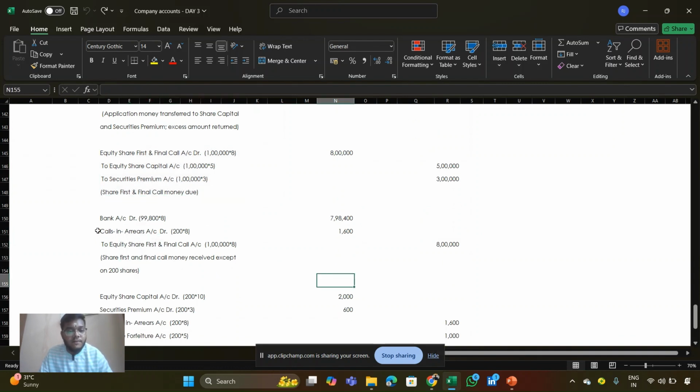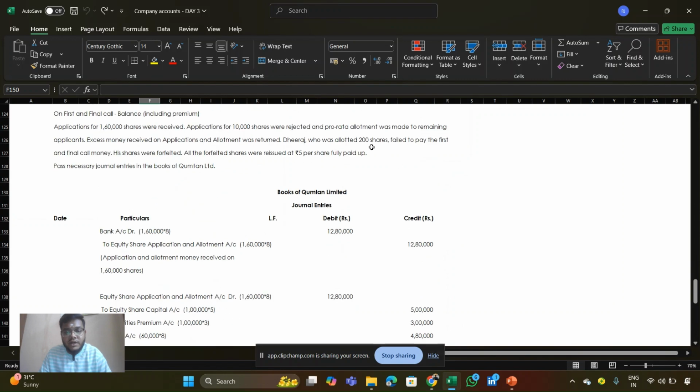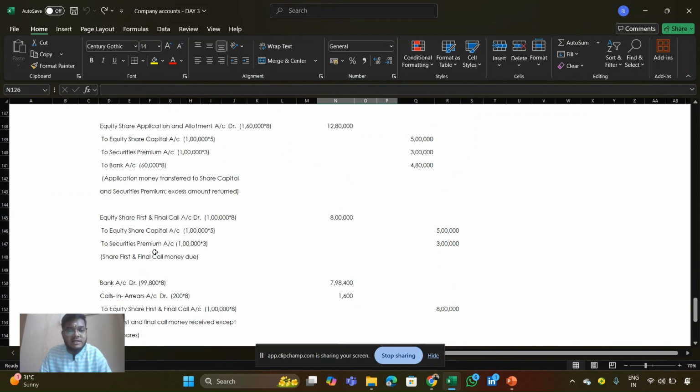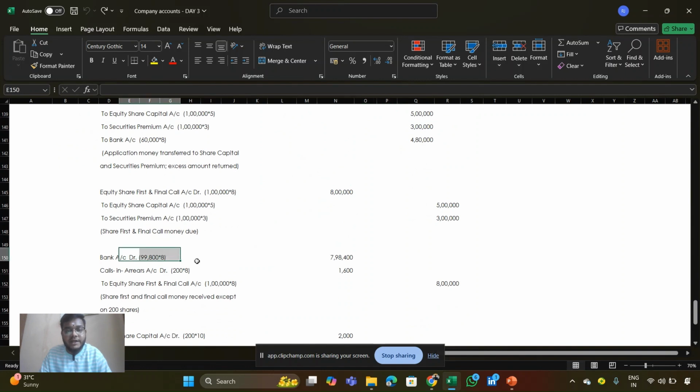What you received? Bank account debtor 99,800 shares, because on 1 lakh shares, you didn't receive 200 shares. 200 shares failed to pay. Okay, so balance 99,800 shares into 8. Calls in arrears 200 into 8. Equity share first and final call 1 lakh into 8. Actually, you should have received 1 lakh into 8, but you received 99,800 shares only. 200 shares you didn't receive because you failed to pay.